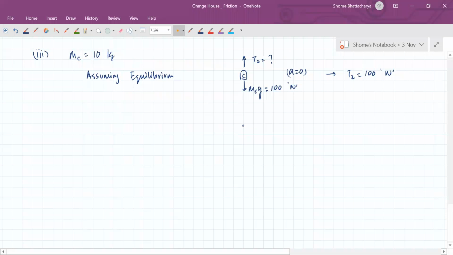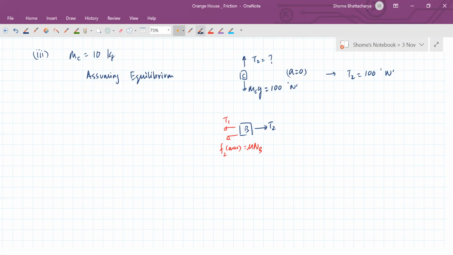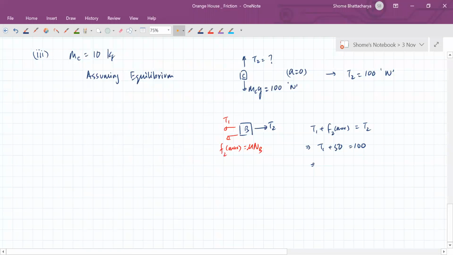So now when we come to the block B, we will see that this tension T2 has to be balanced with T1 and the maximum friction, that is mu times Nb. So maximum friction we had seen was 50 newtons. So T1 needs to be 50 newtons.